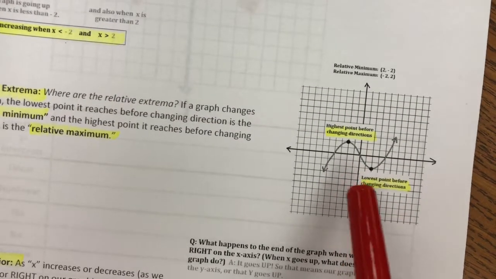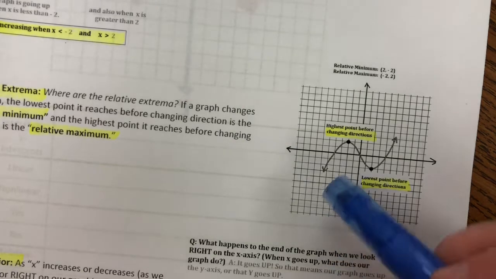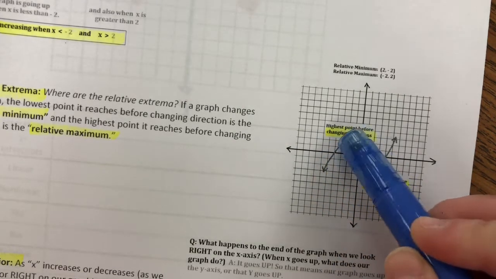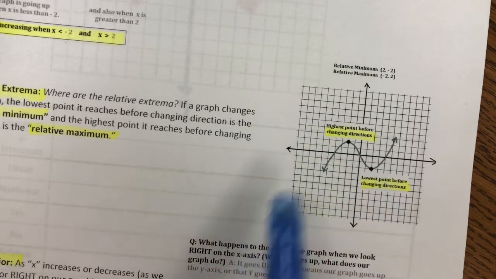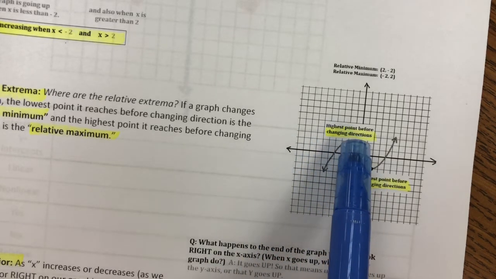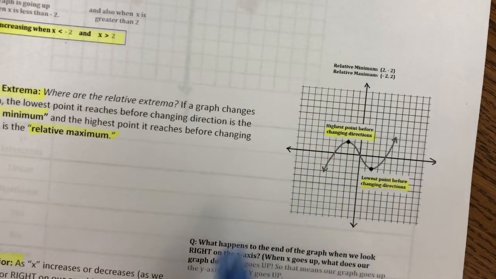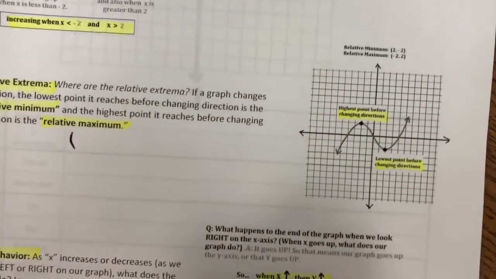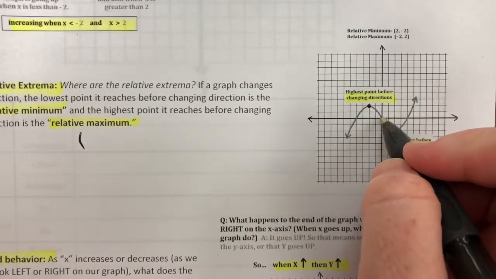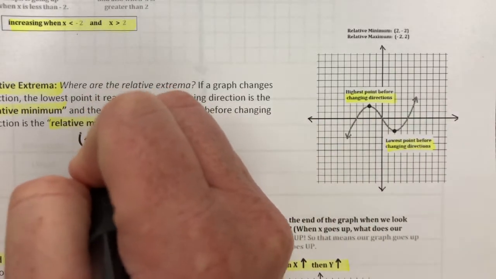So here, we have the same looking kind of graph. And as I'm going up, up, up, when I get to this dot, I stop. That's the highest point when I change directions, the highest point I get to before I go back down on that roller coaster. So that's a relative maximum. So here on my graph, the relative maximum is at -2, +2.